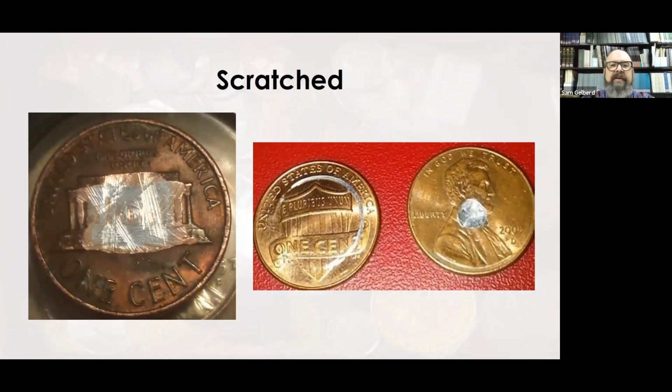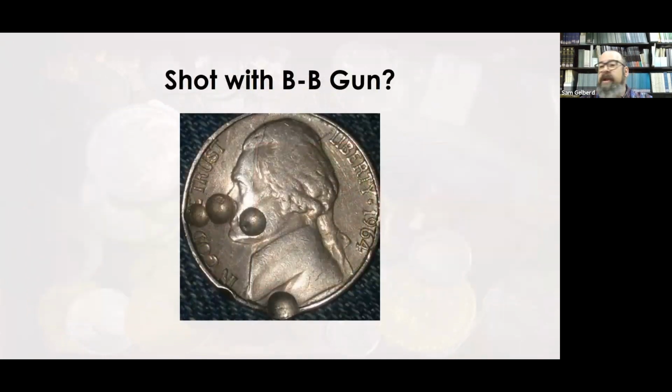Some other severely scratched coins right here. The one on the left, I think probably happened when someone was just playing around, had too much time on their hands, and decided to have a little bit of fun with the reverse of that Lincoln cent. This poor nickel, maybe it was shot with a BB gun. At any rate, it did not leave the mint looking like that. There's nothing in the modern minting process that could have produced something that looks like that as an error.